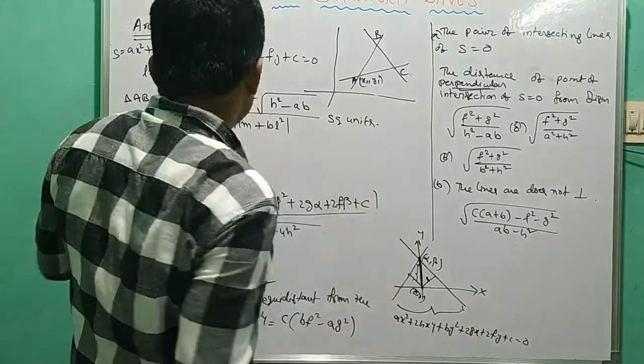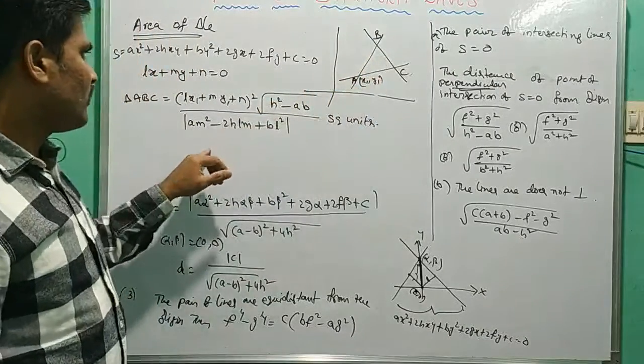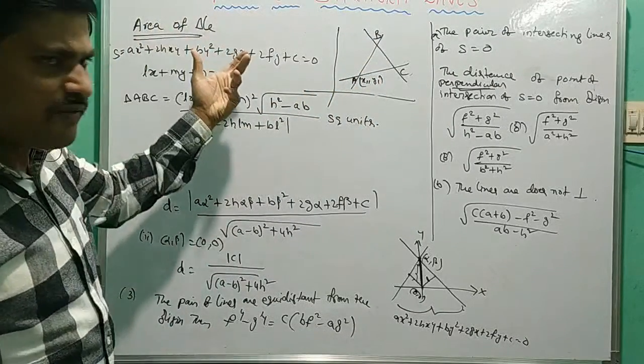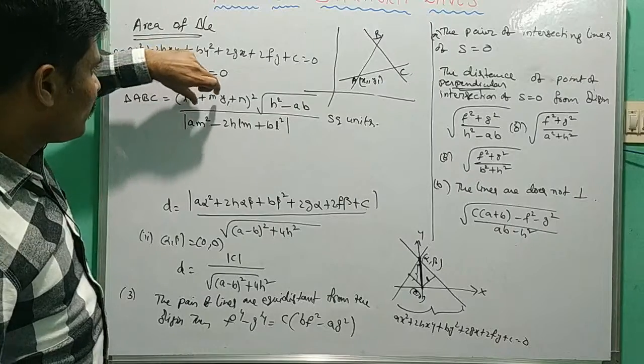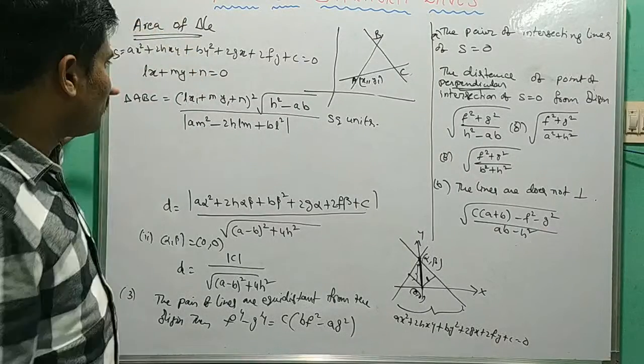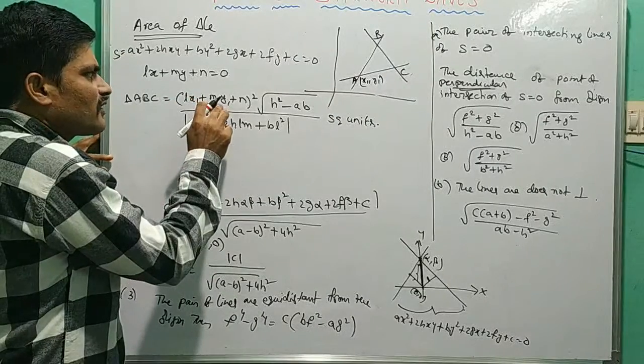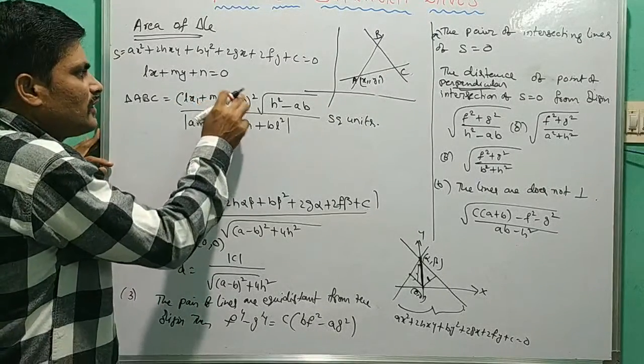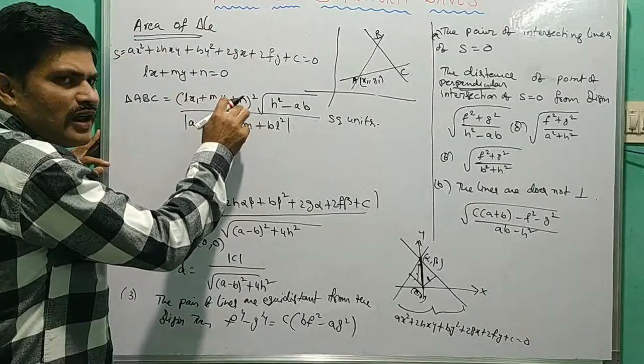Square units. So this is the area of the triangle. Now in the homogeneous equation, the point of intersection of the given pair of lines is always (0, 0). Now we have to take x1, y1 equal to 0, 0. The remaining simplified value is only n.